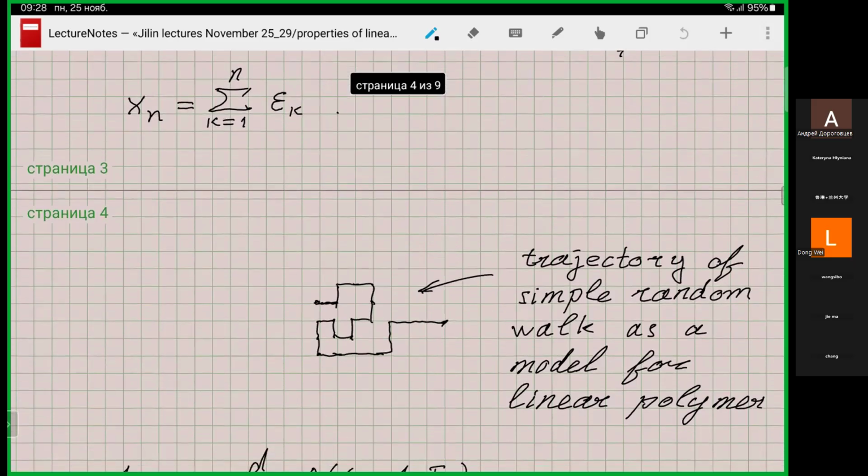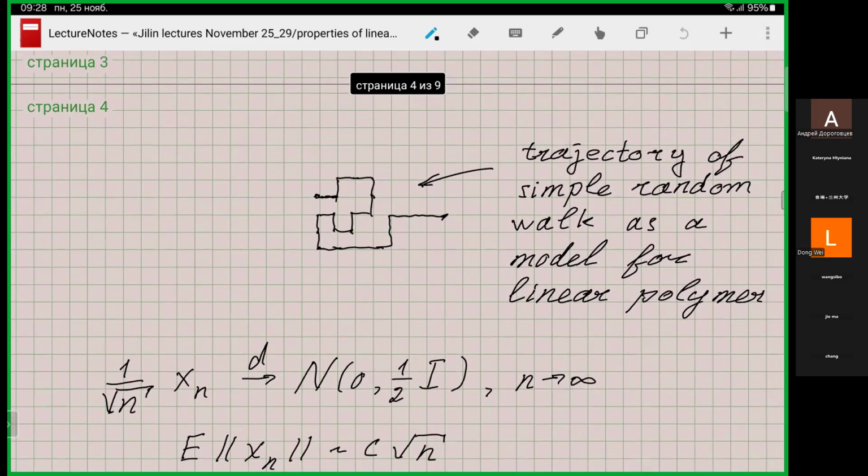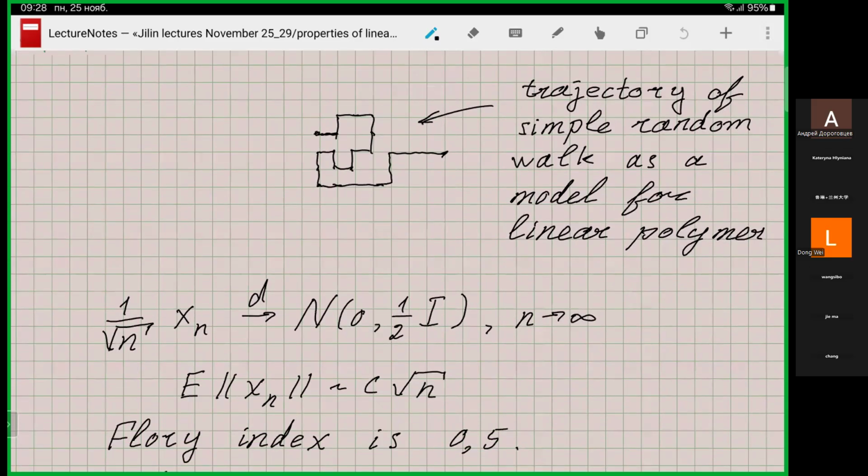Under this consideration, we get the following news, good from the first point of view. Everybody knows the central limit theorem. Now X_n is just a sum of independent identically distributed random vectors which are centered. So 1 divided by the square root of n times X_n tends in distribution to a normally distributed random vector with parameters 0 and 1/2 of the identity as covariance matrix. From this point of view, the expectation of |X_n| has a speed of growth like c multiplied by the square root of n, so the Flory index is 0.5. It's very good. We get what we wanted, maybe, but there is some problem.